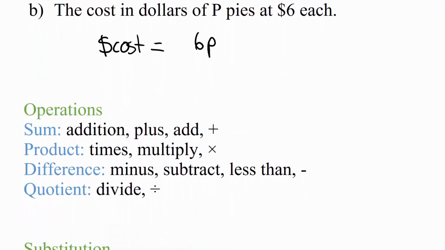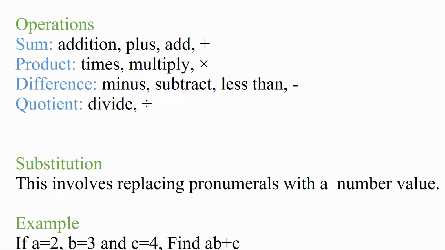All right. Some other things we're going to look at. I'm just going to recap your operations like I did before, because there's different terminology again that might pop up. So sum could be addition, plus, add, the symbol plus. Product is times, multiply. Difference is minus, subtract, less than. Quotient means divide. So if you see any sum, product, difference, quotient, you know what it is from now on.